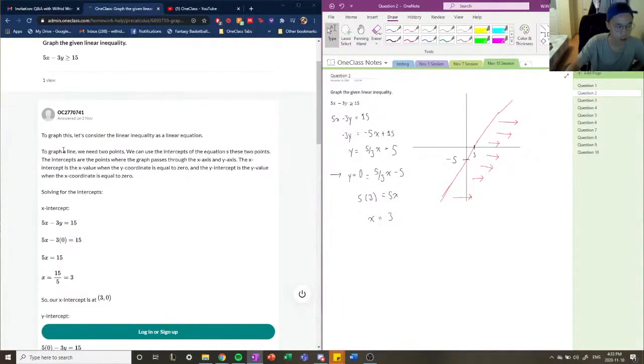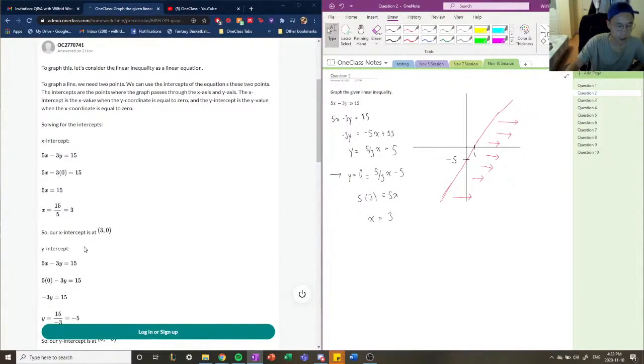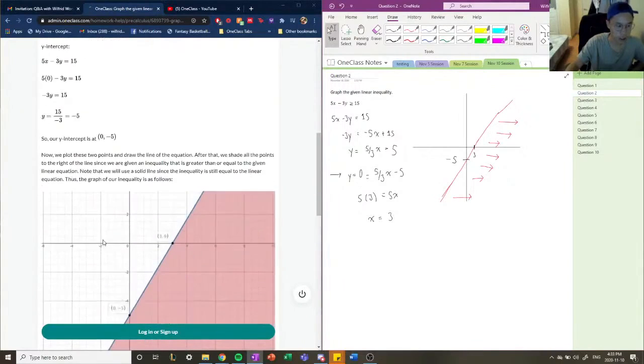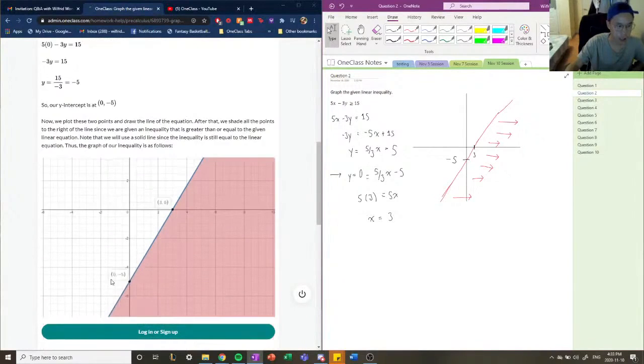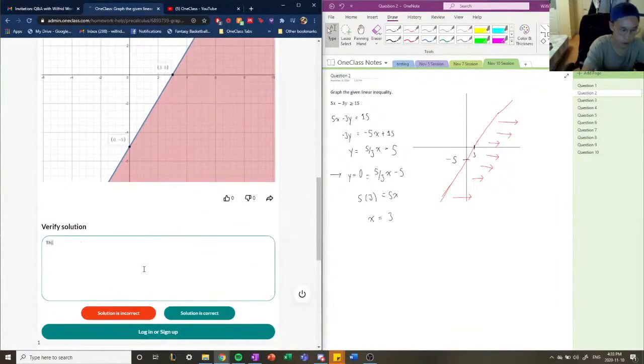So the junior tutor basically does the same thing that I did. They found the equation of the line, and then they graphed the line, and then they painted everything to the right, including the line, as the graph of the linear inequality. So this is a good solution. Nice work. Cool.